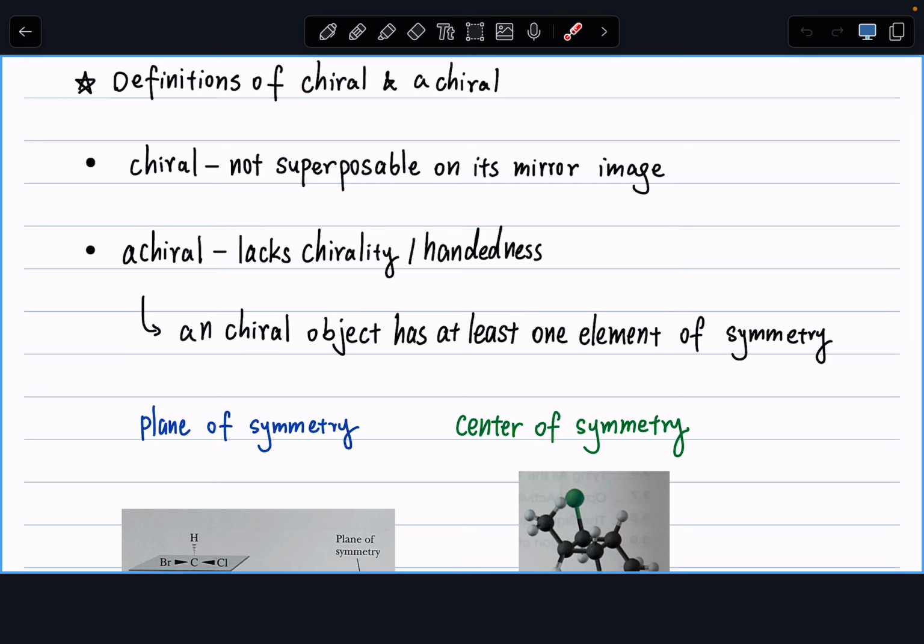All right? And what if I replace one of my red atoms with a white atom?